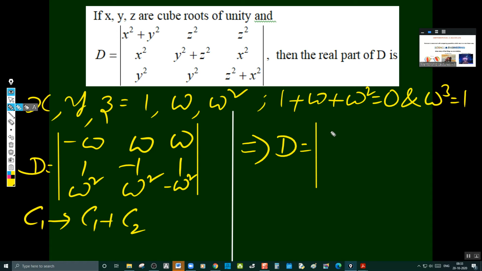C1 plus C2 is 0. It is also 0, and it is 2 omega square. Whatever is required, write that only. Leave the rest of the elements. We need only its cofactor. Let us write omega, omega, minus 1, 1. That's it.